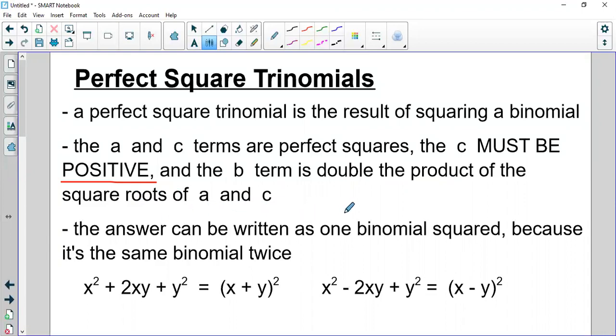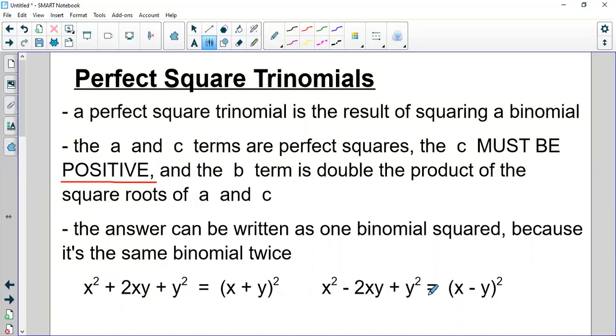The answer can be written as one binomial squared because it's the same binomial twice. We've seen a couple of these here and there, but never really knew what they were. So the C term is always positive. So this is a perfect square, this is a perfect square, and the square root of x squared is x, the square root of y squared is y, and their product, x times y, doubled, which means times 2, is 2xy. There you go. Notice that the B term is a plus here, the parentheses gets a plus here.